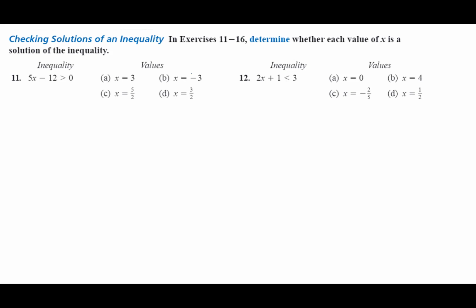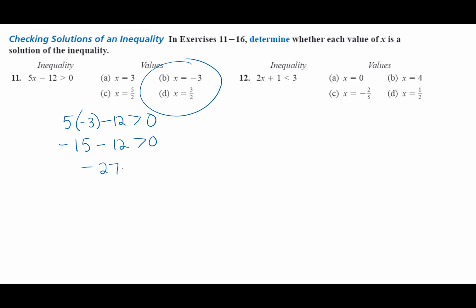For number 11, let's check b and d. If we check b, the value for x is -3. That would be 5 times -3 minus 12 greater than 0. 5 times -3 is -15. And then -15 minus 12 is -27. And is -27 larger than 0? No, it's not. And so you would put no next to answer choice B.